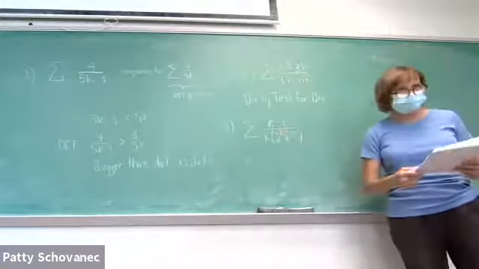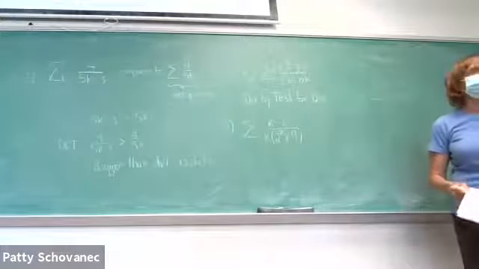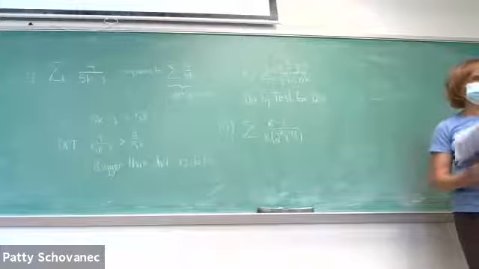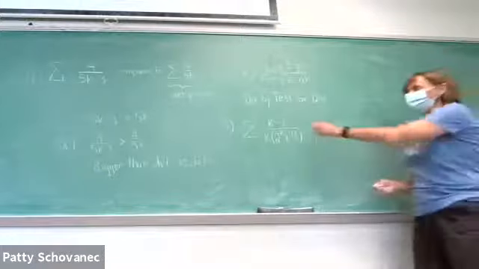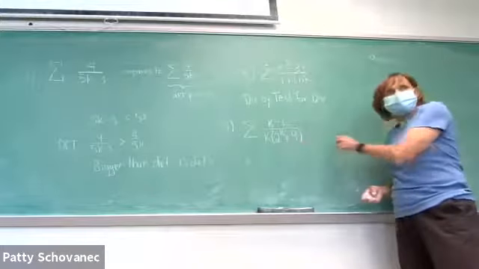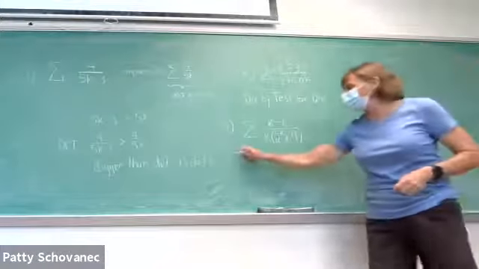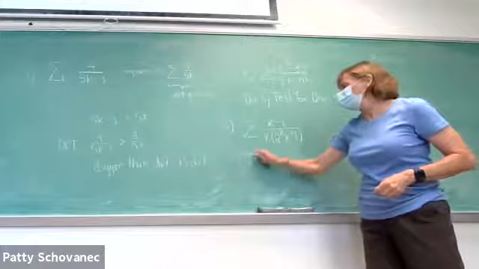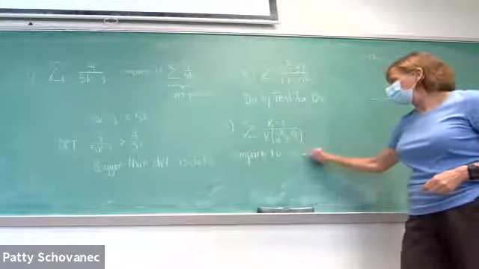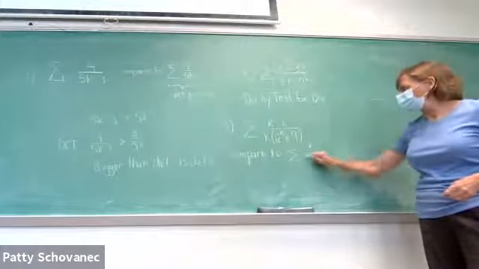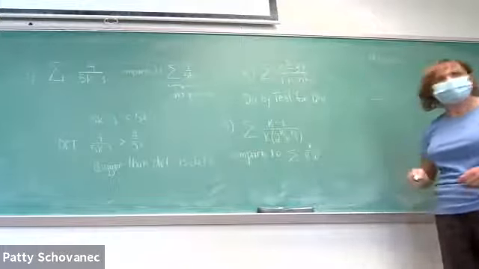Anybody do this one? By what? With a direct comparison test? We can make a comparison series just by throwing away the 2 constants. So let's compare this to the series k divided by k times 2 to the k.